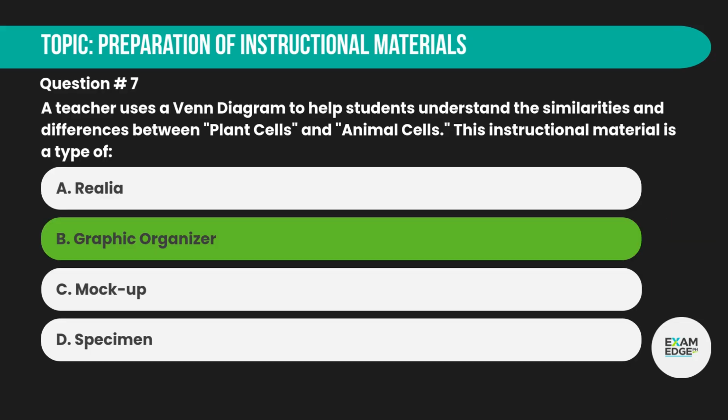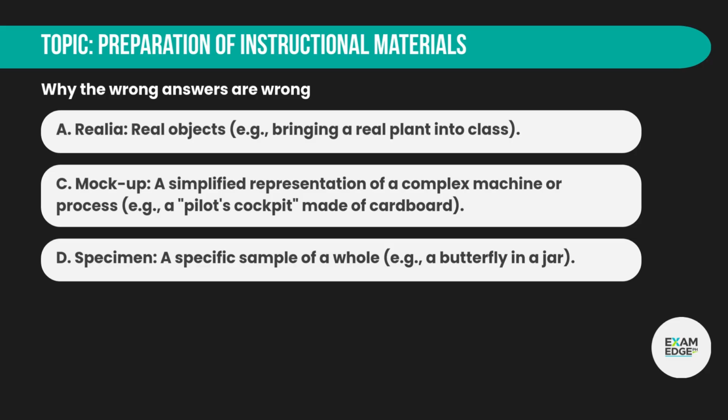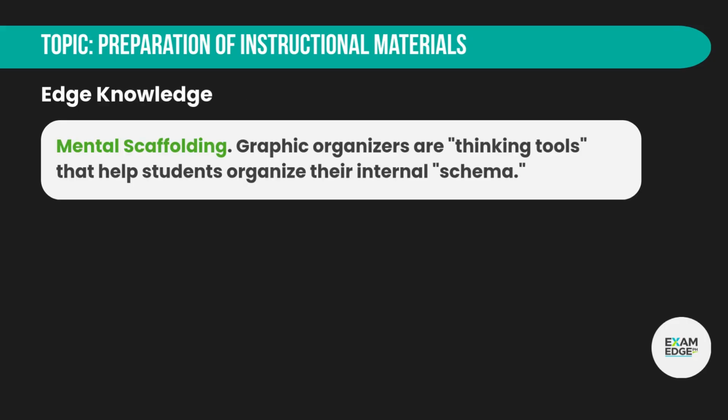Correct answer: B. Graphic organizer. Why B is correct: Graphic organizers, Venn diagrams, concept maps, flowcharts, are visual displays that demonstrate relationships between facts, concepts, or ideas. Why the wrong answers are wrong. A. Realia: real objects, e.g., bringing a real plant into class. C. Mock-up: a simplified representation of a complex machine or process, e.g., a pilot's cockpit made of cardboard. D. Specimen: a specific sample of a whole, e.g., a butterfly in a jar. Edge knowledge: mental scaffolding. Graphic organizers are thinking tools that help students organize their internal schema.